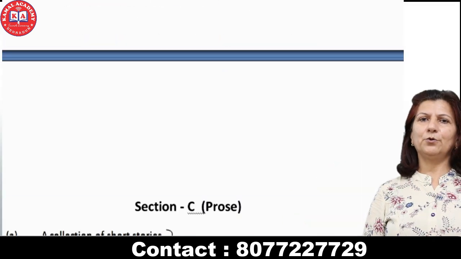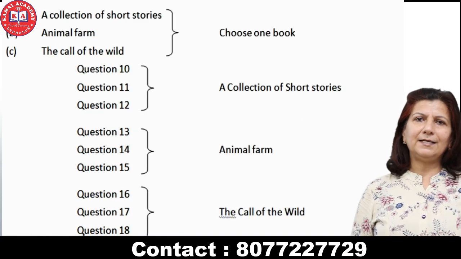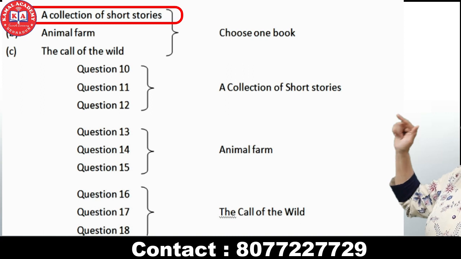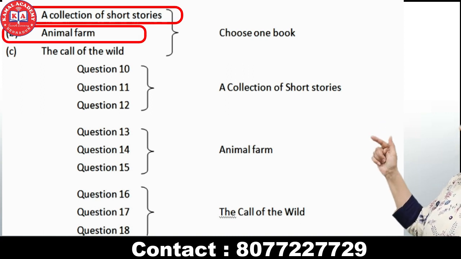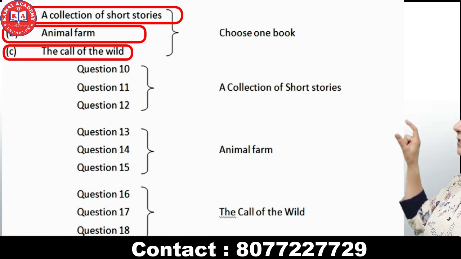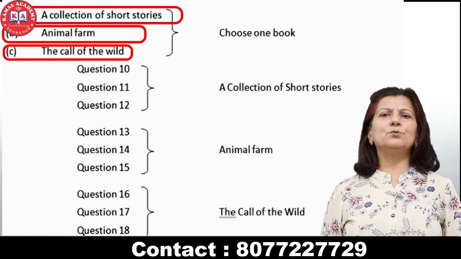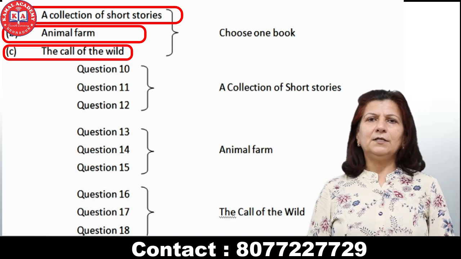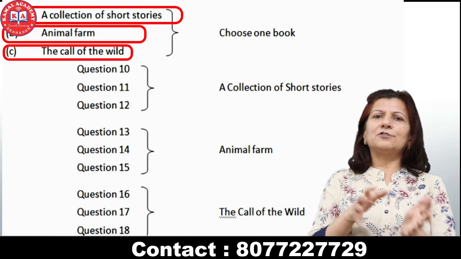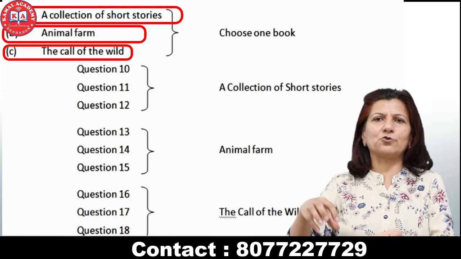Section C, Prose. We have some choice of books over here. Let's see the choices. A collection of short stories, Animal Farm, The Call of the Wild. Choose only 1 book. Okay? Choose only 1, and most of the schools are doing a collection of short stories. In fact, let me tell you, the collection of short stories and the collection of poems have been taken only in 1 book, The Treasure Trove.